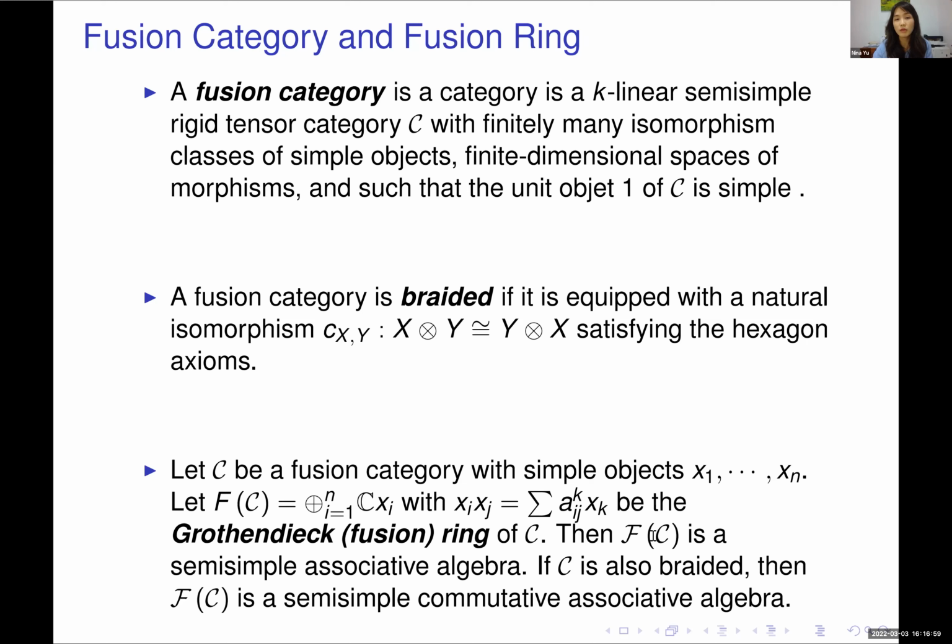It is well known that if you are given a fusion category, then the corresponding fusion ring is a semi-simple associative algebra. In particular, if C is also braided, that means if you are given a braided fusion category, then the corresponding fusion ring is a semi-simple commutative associative algebra. This is the case that I will need to use later. Later you will see that we will find a braided fusion category, and we are going to consider the representation of the corresponding fusion ring.